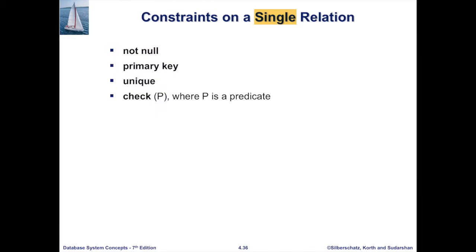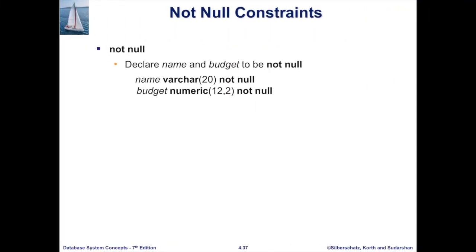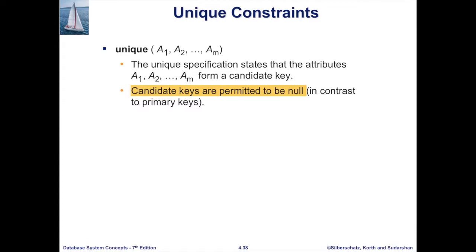Okay, so here are some examples of constraints that are applied on a single relation, so on a single table. We are already familiar with not null, primary key, and the concept of unique, although unique here is used as a constraint. And then we also have a new statement, which is the check statement given some predicate P. You can say that a particular attribute is not null during the creation of the table. Also, you can use unique constraints and say that a certain list of attributes should uniquely identify a record in a table.